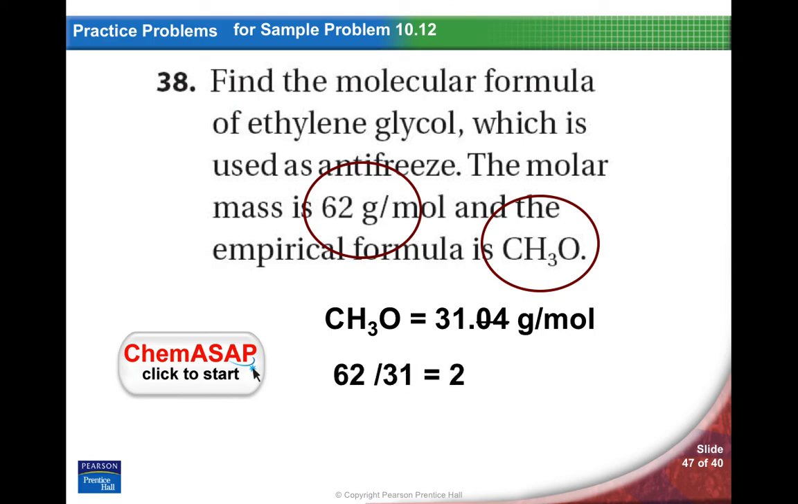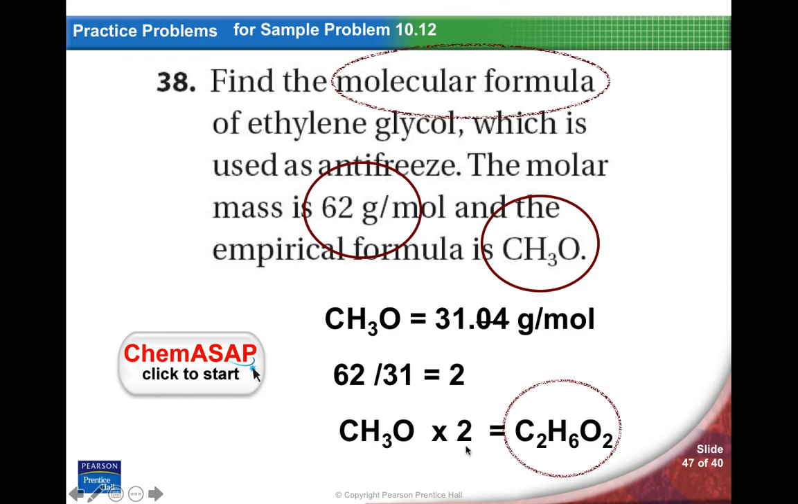And 62 divided by 31 is obviously 2. So the real molecule for ethylene glycol isn't CH3O, it's C2H6O2, twice as big. Hope that makes sense.